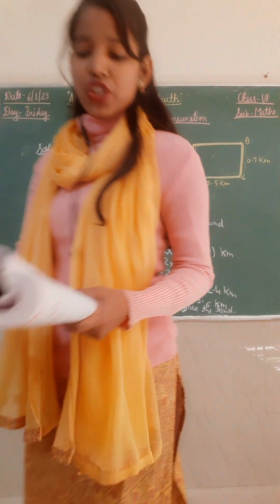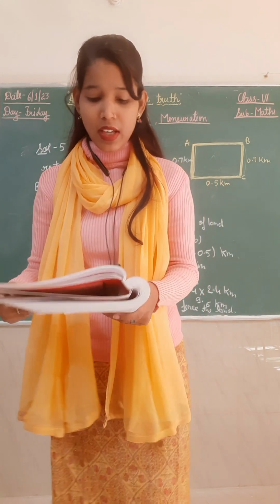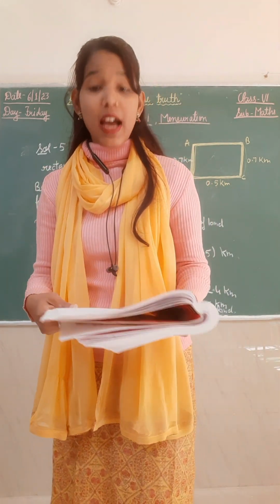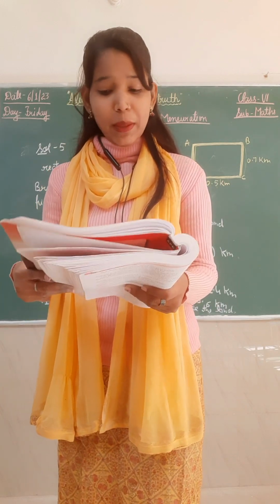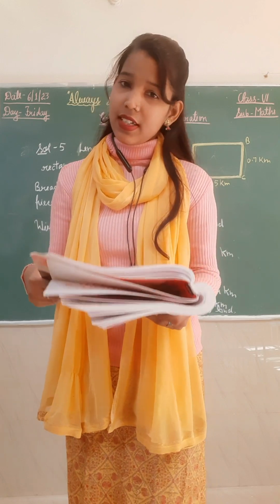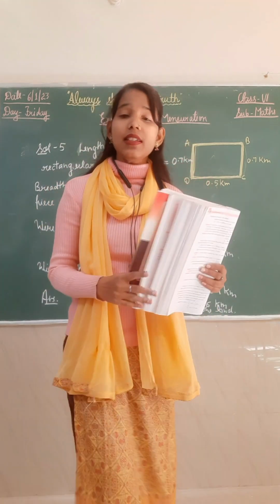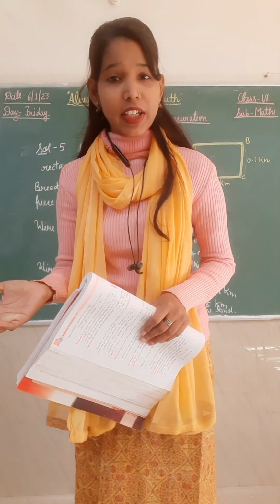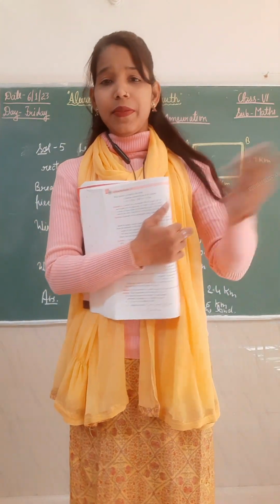Now our next question is question number 7. The length of two sides of a triangle are 12 centimeter and 14 centimeter. The perimeter of the triangle is 36 centimeter. So what is the length of the third side? That means the perimeter is given and the length of two sides is already given. We have to find the third side. So how to find the third side class?